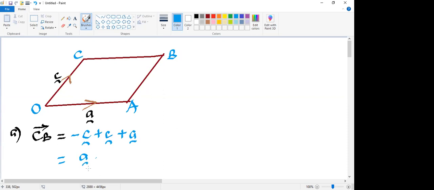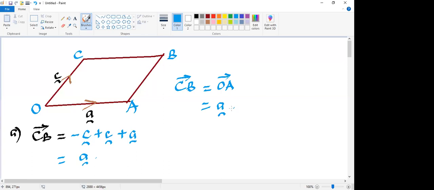Thank you, Alan. May I have Isaac? Yes, teacher, having the idea that in a parallelogram, two opposite sides are equal, meaning side CB is equal to side OA. And vector CB is equal to vector OA, which is equal to vector A.